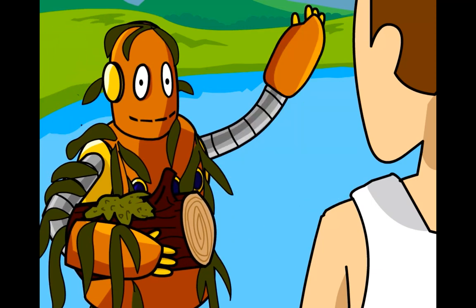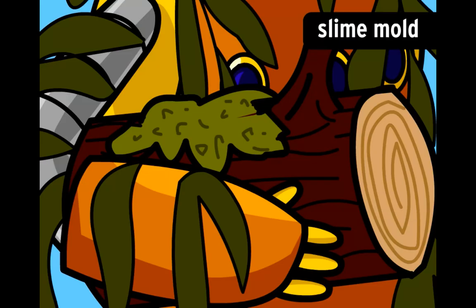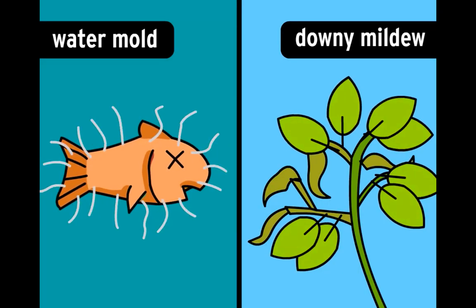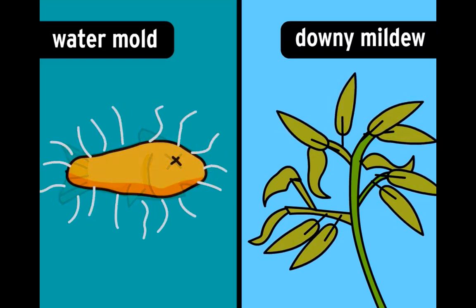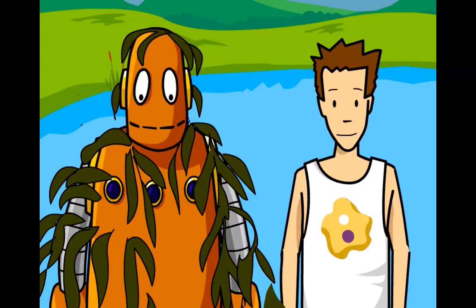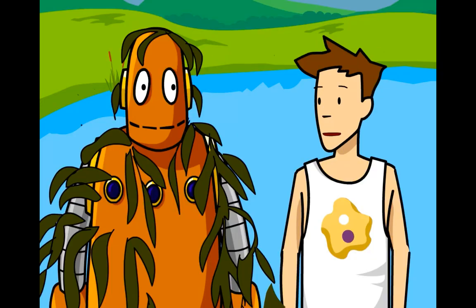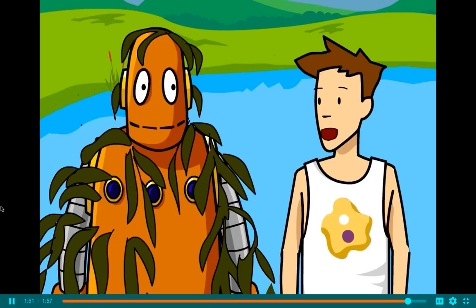Finally, we come to fungus-like protists. Slime molds live on the decaying remains of plants and animals. Pretty. Water molds and downy mildews also live on dead stuff, but some forms grow on living plants and animals, slowly devouring them. Hey, thanks for helping me explain protists, Moby. Well, I wouldn't go so far as to say that you were fabulous. You're not a supermodel.